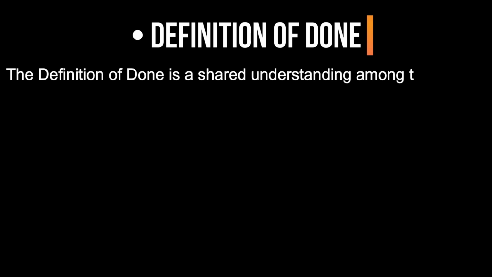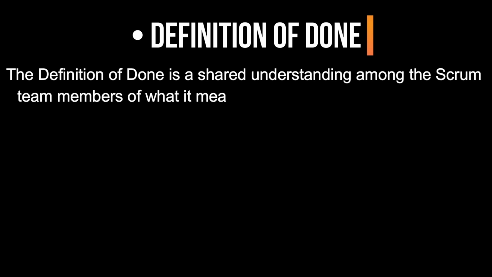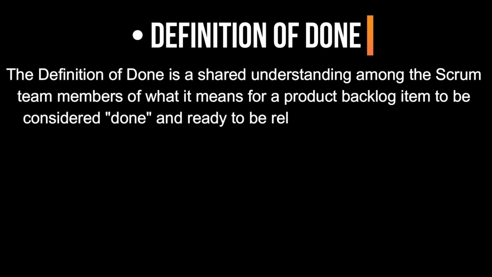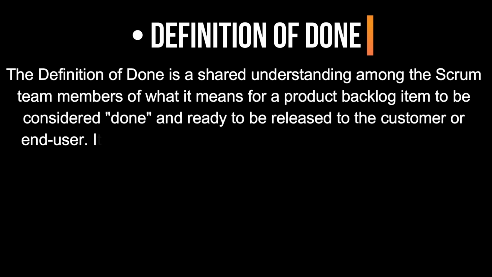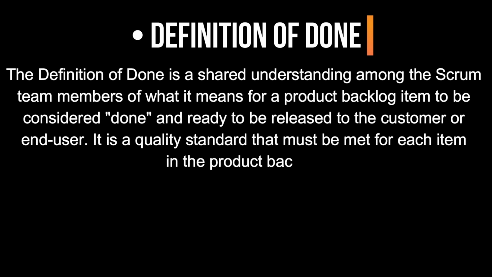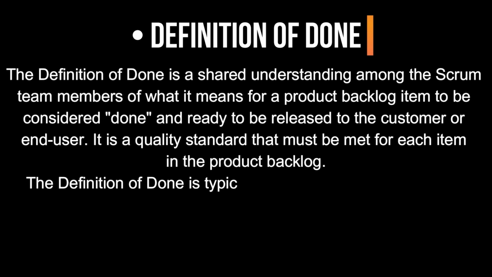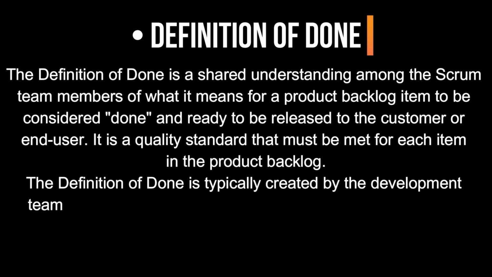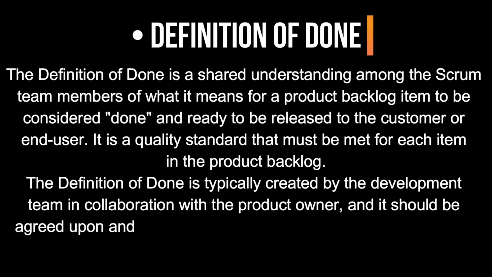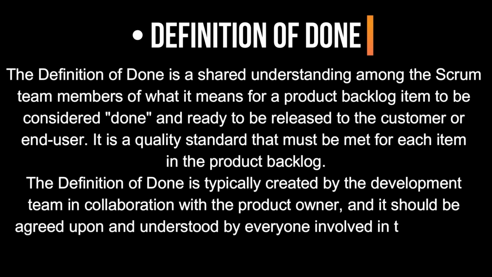Definition of done. The definition of done is a shared understanding among the Scrum team members of what it means for a product backlog item to be considered done and ready to be released to the customer or end user. It is a quality standard that must be met for each item in the product backlog. The definition of done is typically created by the development team in collaboration with the product owner, and it should be agreed upon and understood by everyone involved in the project.